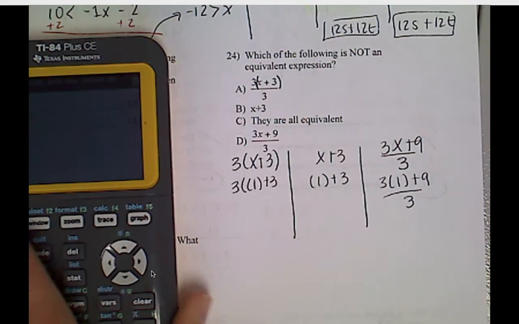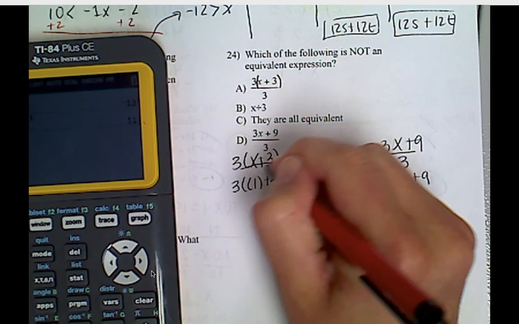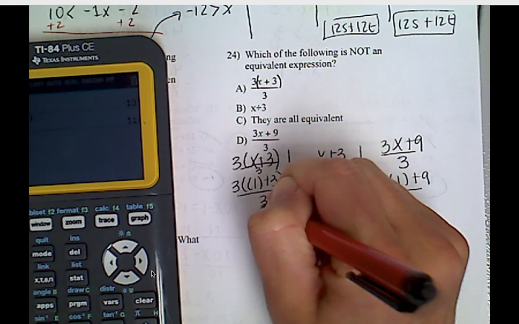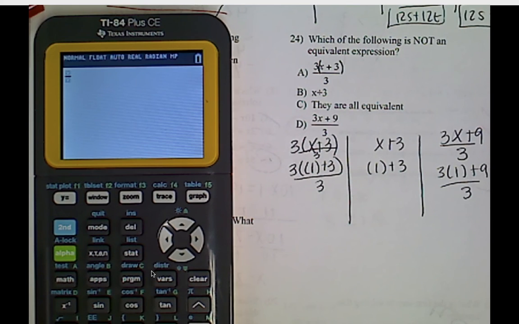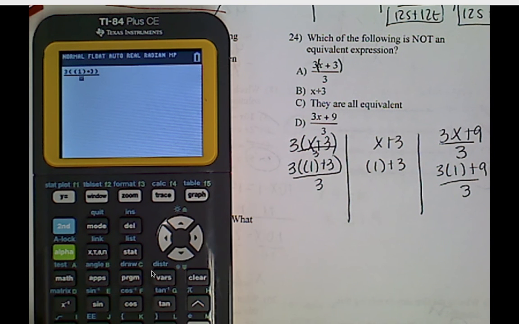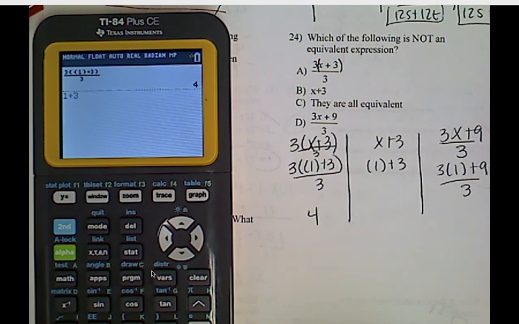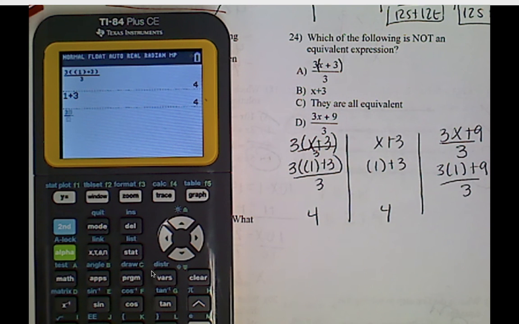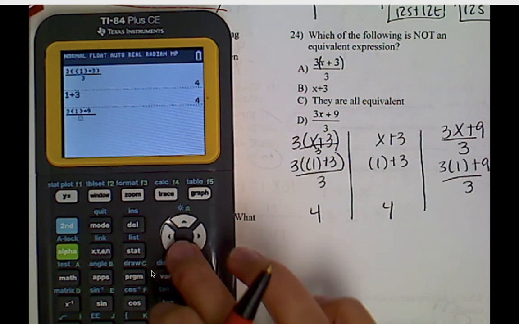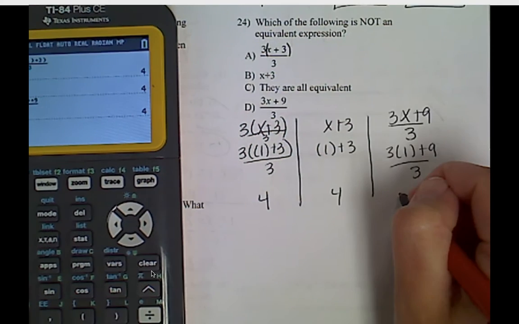Okay, when you type this all in, oh, I never put the over 3 part. So when you type this all in, I'm going to do alpha y equals, 3 parentheses 1 parentheses plus 3 parentheses all over 3, exactly what I've written down. That results in a 4. I'm going to do 1 plus 3, which results in a 4. And I'm going to do another fraction bar, which is 3 parentheses 1 parentheses plus 9 over 3. And that results in a 4.